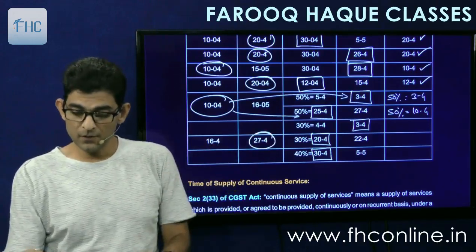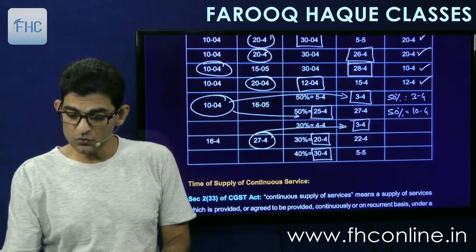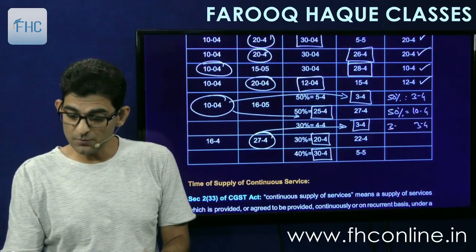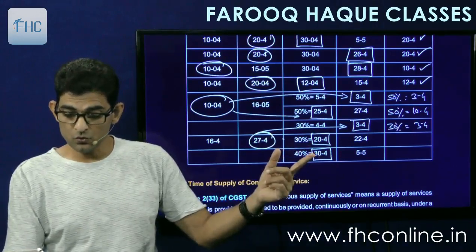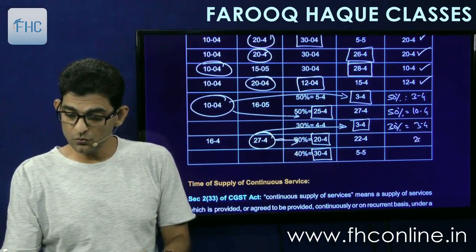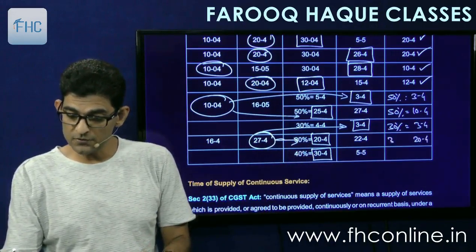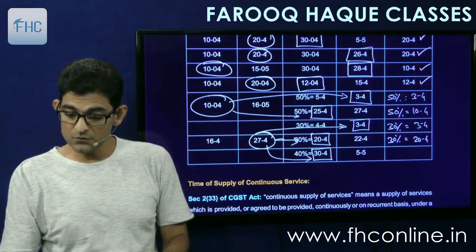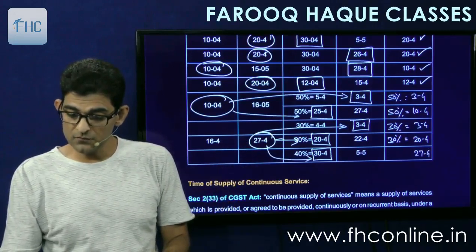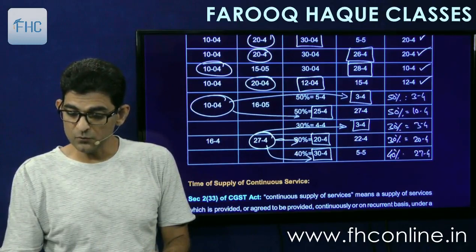Now compare 27/4 with 3/4. So 3/4. And this will be for 30% value. Then 27 and 24, 24. This will be for another 30% value. And last is 27 and 30th, so 27. This will be for balance 40% value.